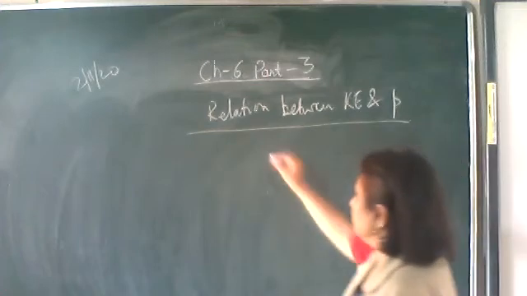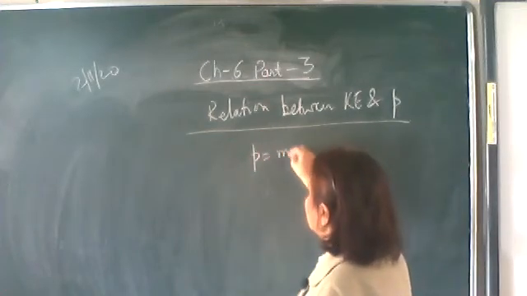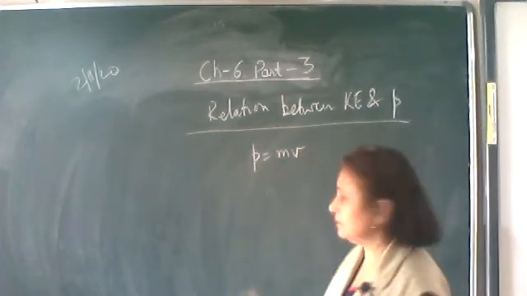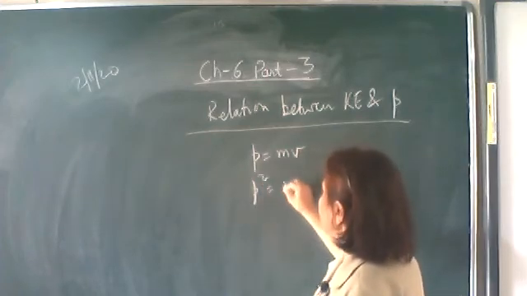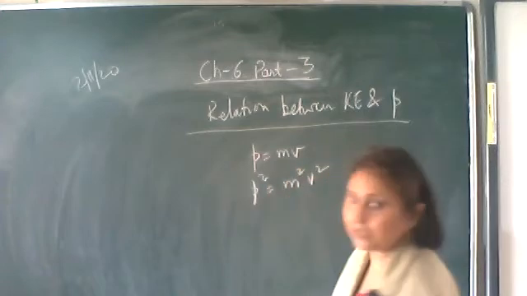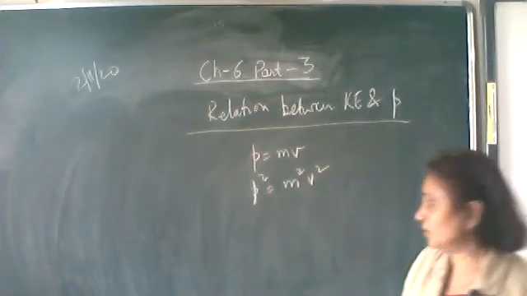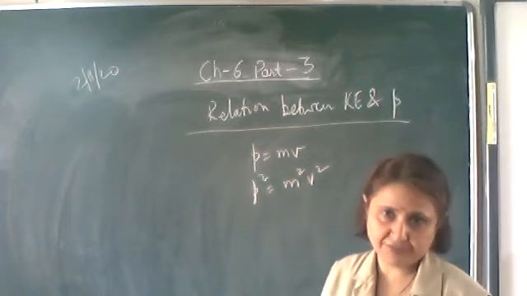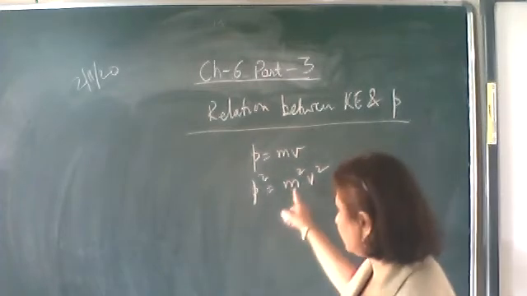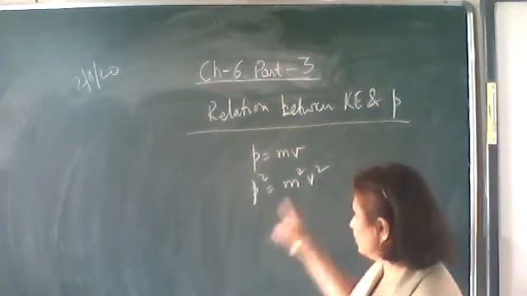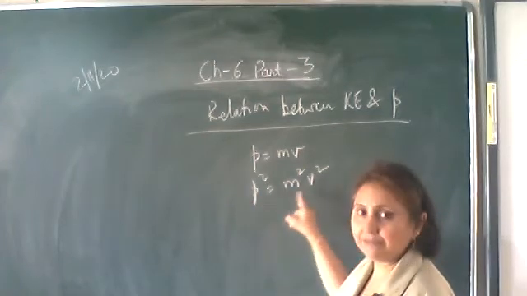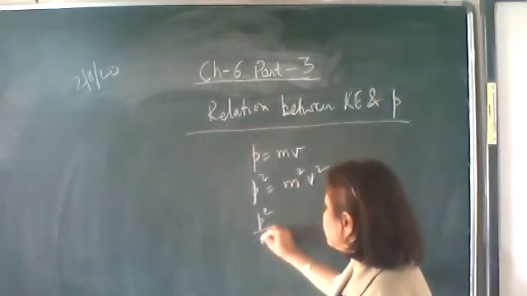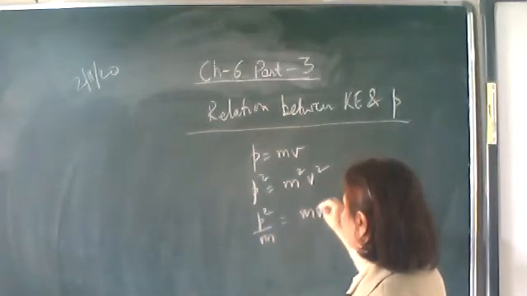We know that momentum is equal to mass into velocity. Let's square this equation. P square is equal to m square into v square. We are trying to bring this term to half mv square, kinetic energy, so that we can relate it with P. So what can be done? Divide by m on both the sides. P square upon m is equal to mv square.